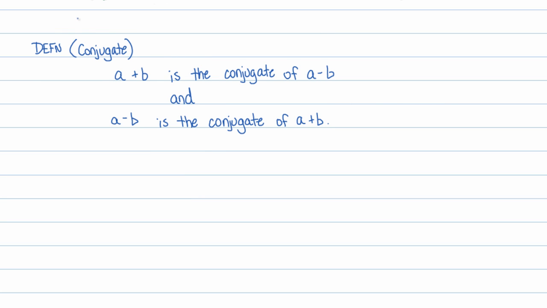One last thing before we get into how to do these officially. I want to reintroduce the definition of the conjugate. A plus B is a conjugate of A minus B, and A minus B is a conjugate of A plus B. We'll use that concept in just a moment.